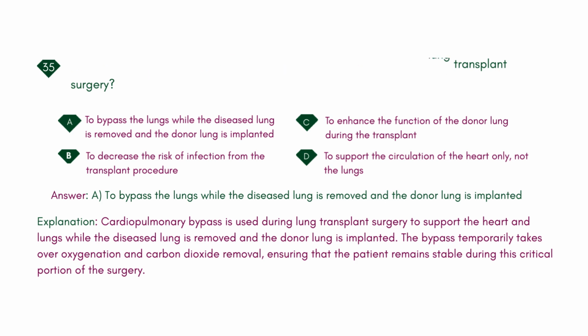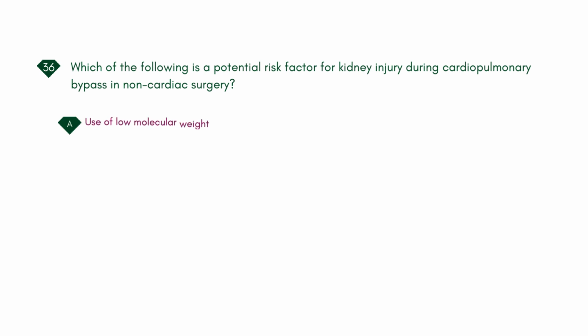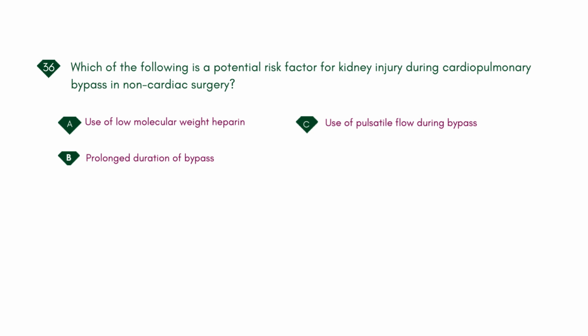of the surgery. Which of the following is a potential risk factor for kidney injury during cardiopulmonary bypass in non-cardiac surgery? A. Use of low molecular weight heparin. B. Prolonged duration of bypass. C. Use of pulsatile flow during bypass. D. Administration of corticosteroids. Answer: B.